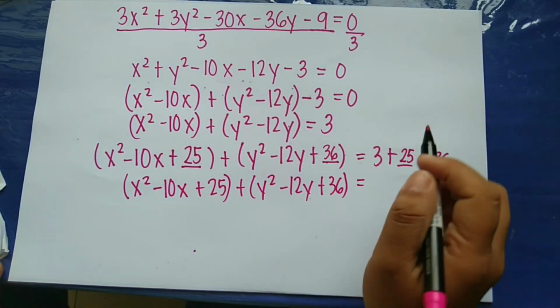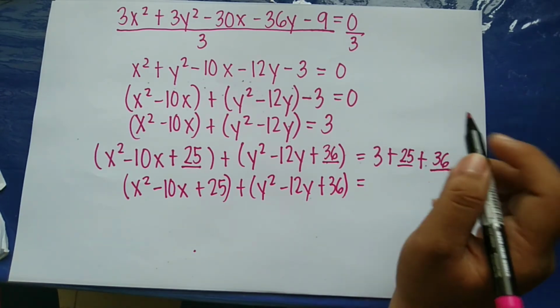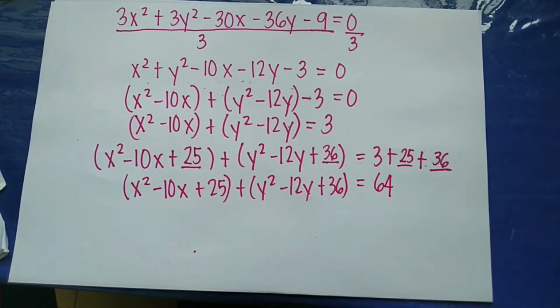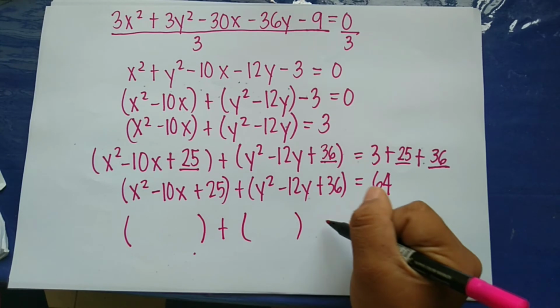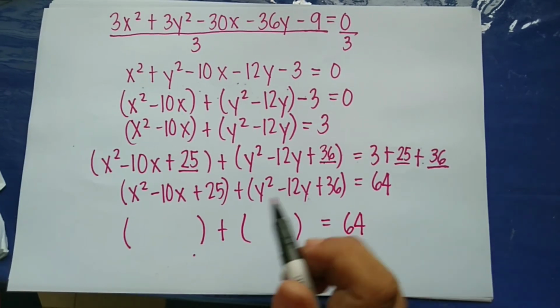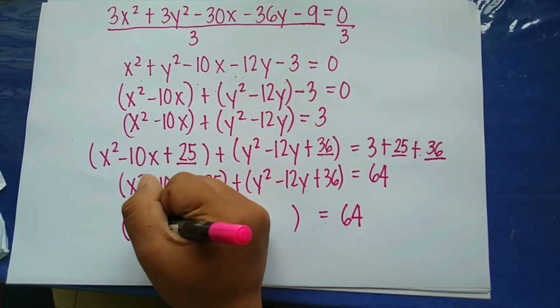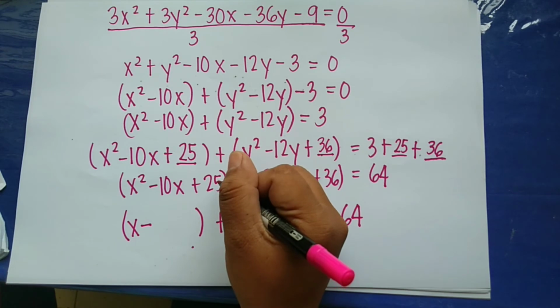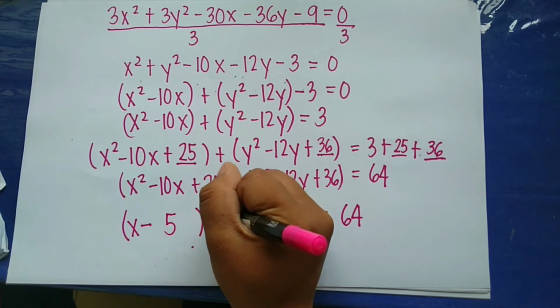Then add all the constant terms. 3 plus 25 is equal to 28 plus 36 is equal to 64. Express the perfect square trinomials as square of binomials to make the equation in the center-radius form. Okay. So square root of x squared is x. Copy the sign of the second term, then get the square root of the third term. Square root of 25 is equal to 5. We will just put squared here.